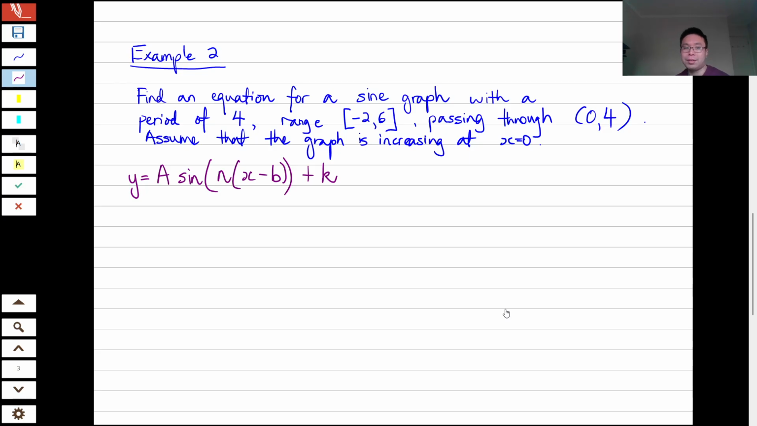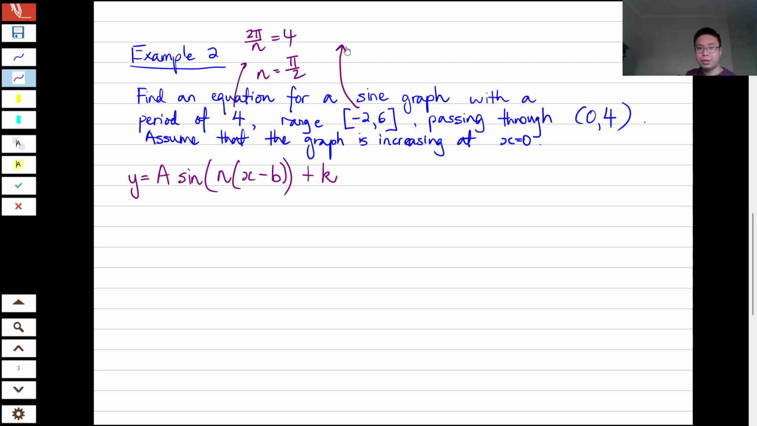So this is the form that our equation will eventually take. And we can extract some useful information from this question. So first, the period tells us that 2 pi on n equals 4. And dividing both sides by 4 and multiplying both sides by n, we get n equals pi on 2.